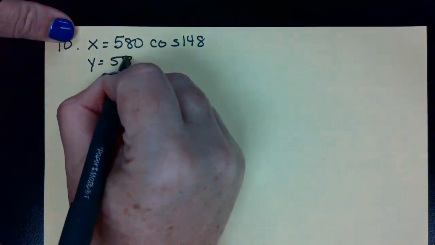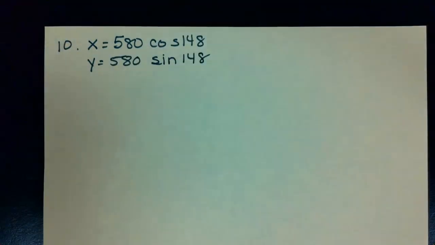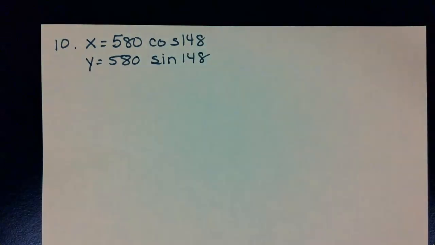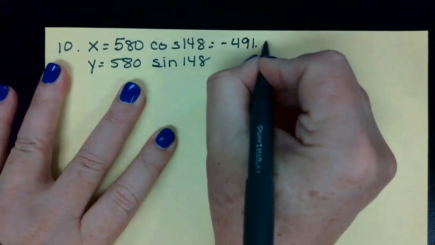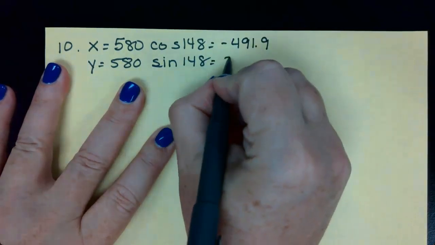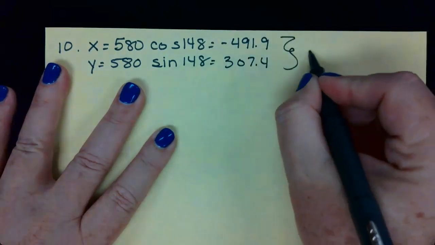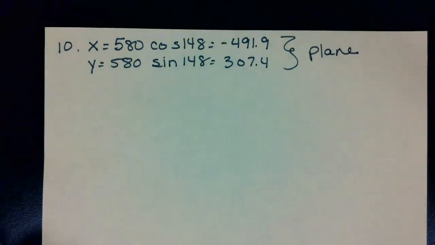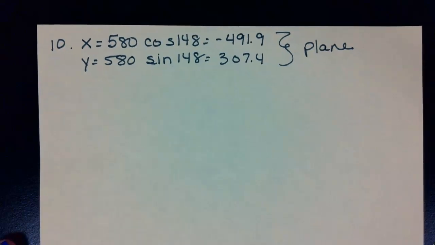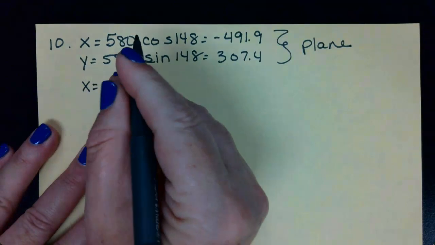Equals 580 sine of 148. Okay. We're going to type these into the calculator, and I get negative 491.9 and 307.4. Now this represents our plane. Okay. Now we have a second line where it talks about the wind is at a 225 degree angle at a velocity of 60. So we're going to repeat this.